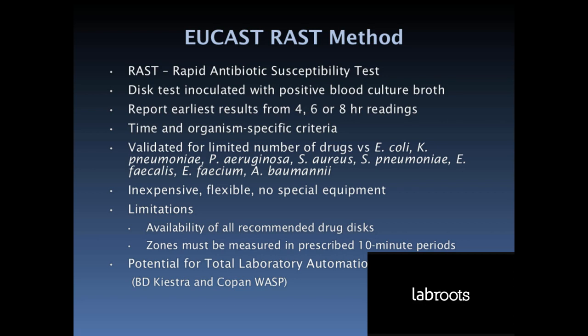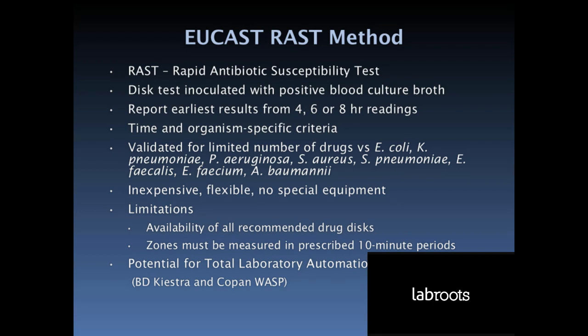The UCAST RAST method is a rapid disc diffusion susceptibility test in which the susceptibility plate is inoculated with 100 to 150 microliters of positive blood culture broth. If there is sufficient growth to measure inhibition zones, the plates can be read after 4 hours. If more growth is needed, zones can be read at 6 hours or even as late as 8 hours.